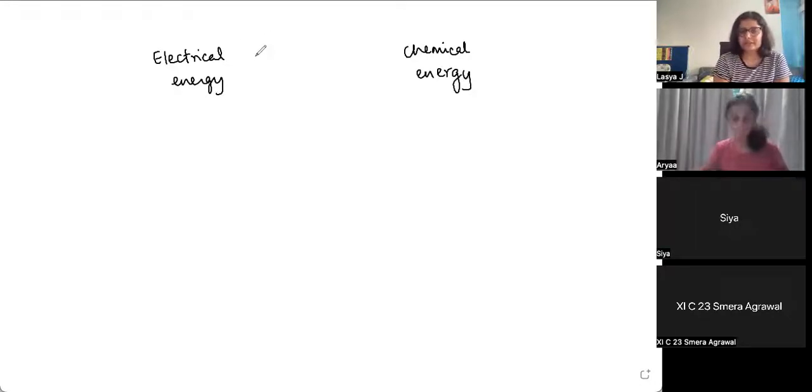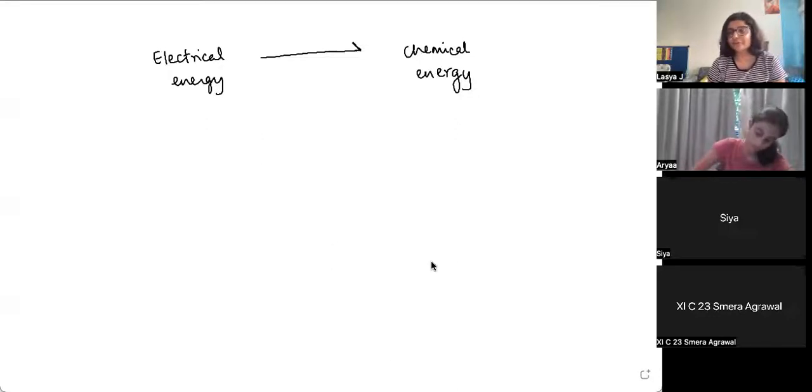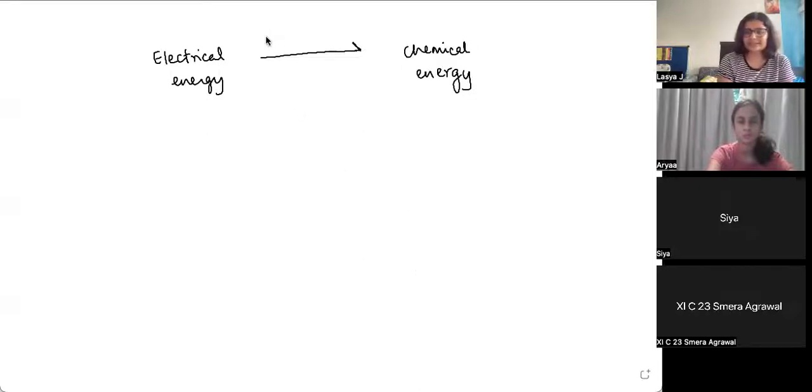So for any device that you're using, or the process in which you're converting electrical energy to chemical energy, what do you call it when you use electricity so that a chemical reaction can take place? So this is called electrolysis, or an electrolytic process.